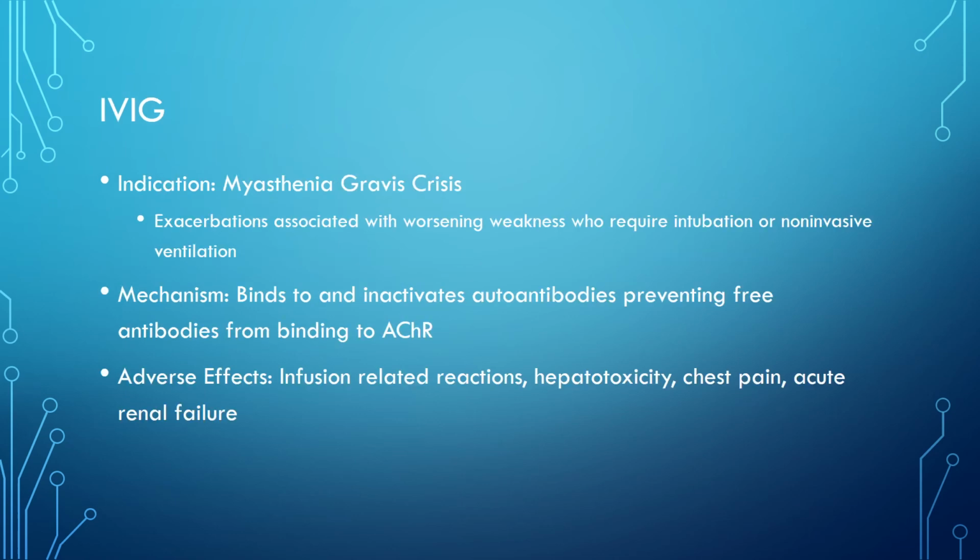So finally, we have IVIG, and the only indication for IVIG is in myasthenia gravis crisis. So this is exacerbations associated with worsening weakness, which causes them to require intubation or non-invasive ventilation, i.e. BiPAP, things like that. Mechanism, so this binds to and inactivates autoantibodies, so think about those antibodies that the B cells are producing. And then if you prevent those from binding, then they're not going to bind to the acetylcholine receptor, and all of a sudden you're going to have these receptors that acetylcholine can bind to, and then you're going to be able to contract your muscles again.